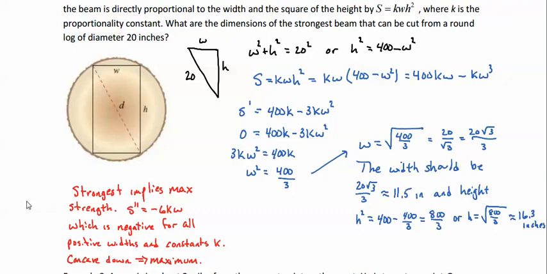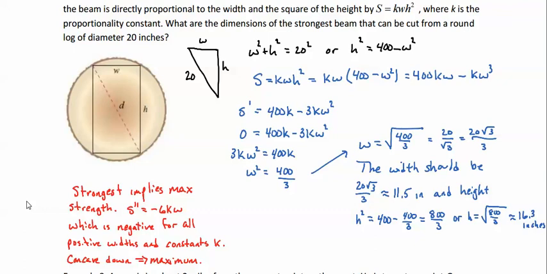Now, square root of 400, that's 20. Square root of 3, I don't know, let's just call it square root of 3. I could rationalize and call this 20 square root of 3 over 3. If I wanted to actually tell a logger the size that they needed, I would say it's 11.5 inches. 11.5 is a reasonable number that we can measure. 20 square root of 3 divided by 3 is not something that we can just go out and measure on a measuring tape. So I know exactly what the width should be for this beam that is the strongest possible.